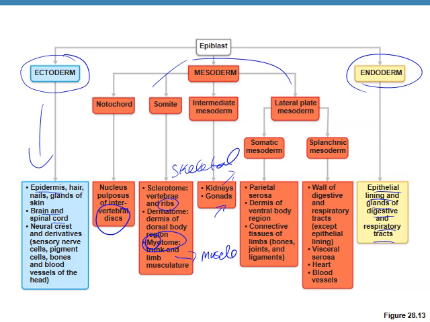Organs, kidneys, gonads, your serous layers, part of your dermis. Remember, this is connective tissue. So bones, joints, ligaments, blood vessels, heart, visceral serous. This one was parietal. The walls of the digestive and respiratory tract. Remember, those all have smooth muscle. So basically, if you can remember that ectoderm is your epidermis and your brain and spinal cord, and your endoderm is any epithelial lining of a tube system within the body, everything else is made from the mesoderm.